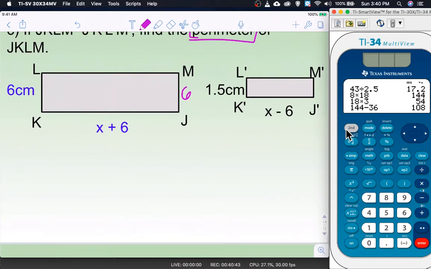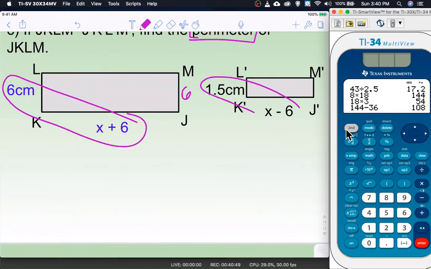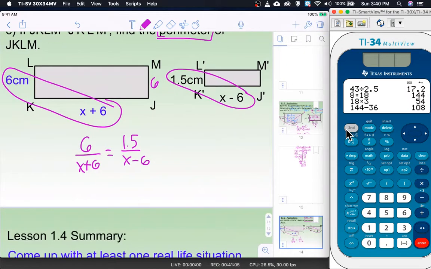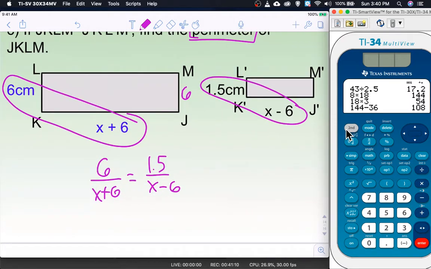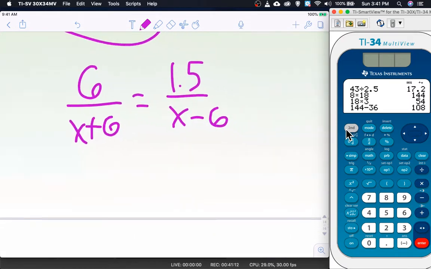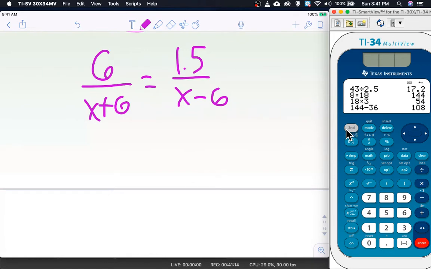So let's do it. And I got a little bit more space, so I might be able to fit everything in here. So my proportion is going to be this versus that. So 6, I almost put centimeters. I don't need units in my proportion. 6 over x plus 6 equals 1.5 over x minus 6. I think I'm going to make another page. There we go. Now I don't have to worry about moving stuff around too much.